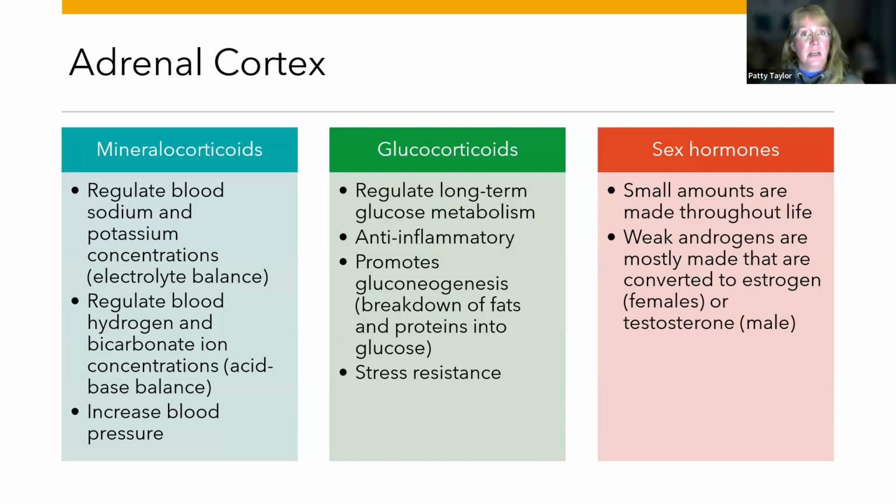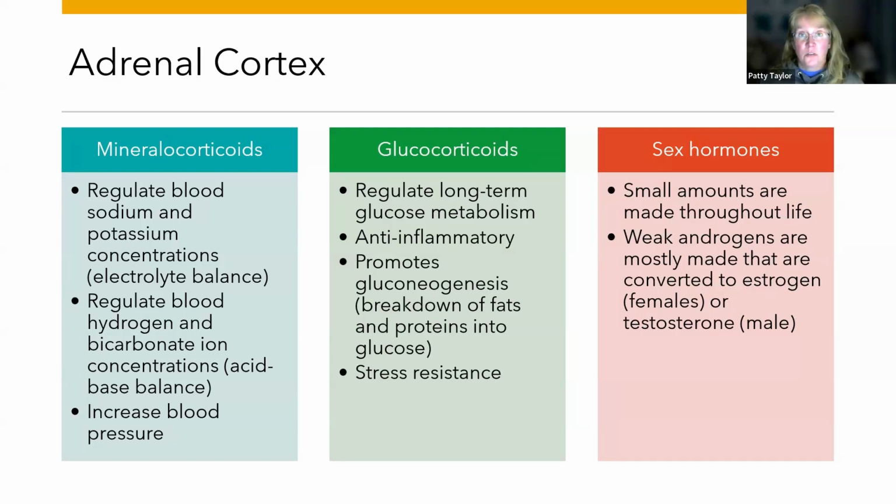If you haven't yet covered acid-base balance, these two are going to influence blood pH. So hydrogens and bicarbonates mean we're regulating blood pH balance. And then finally, aldosterone or mineralocorticoids regulate blood pressure or increase blood pressure. You may know that increasing your salt intake also causes you to be thirsty, which will increase your water intake. So aldosterone ultimately influences blood pressure through its sodium retention.